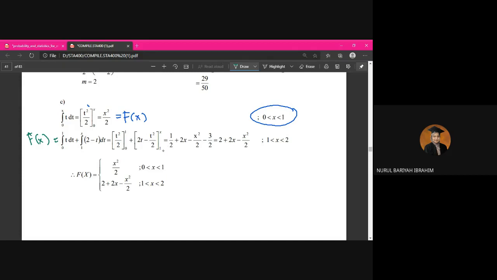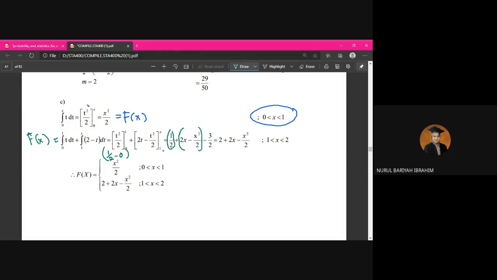So kat sini t square over 2 gantikan t with 1, so you akan dapat 1 over 2, and then minus dengan 0. Untuk yang ni you akan dapat 1 over 2 minus 0 kat sini. Okay, this one lah. You akan dapat 1 over 2. And then plus here, replace pula this 2t with x. So we'll get 2x minus x square over 2.